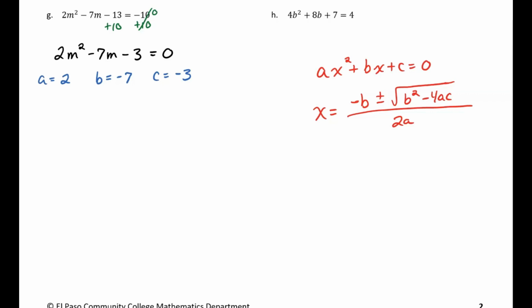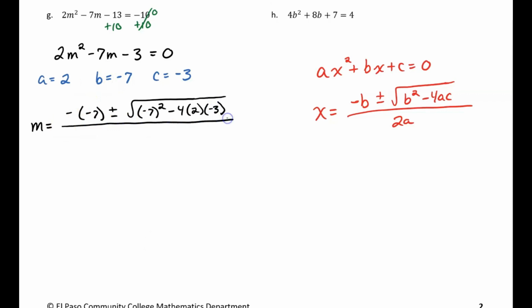Okay, from there, we want to plug in. We'll say that m, that's our variable, is equal to the negative of negative 7 plus or minus the square root of negative 7 squared minus 4 times 2 times negative 3. All of this divided by 2 times 2.